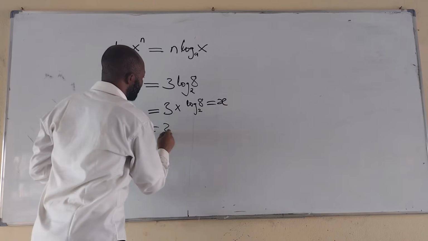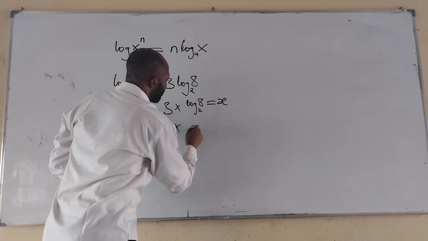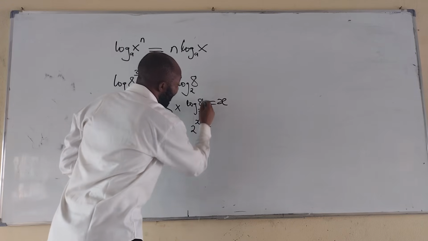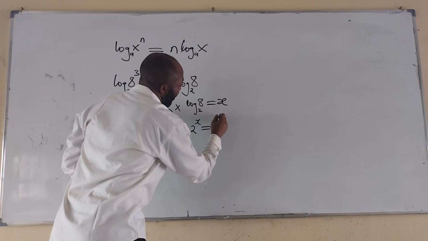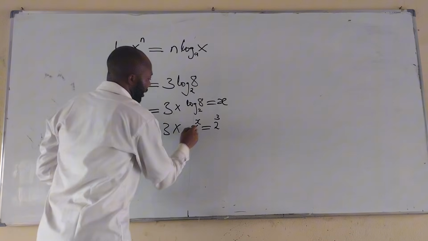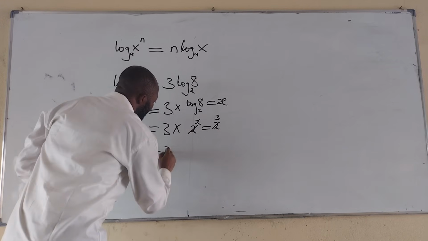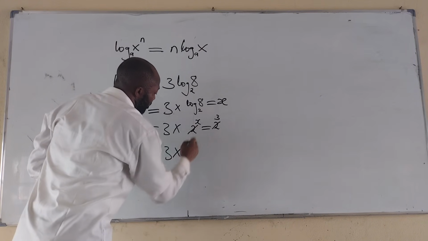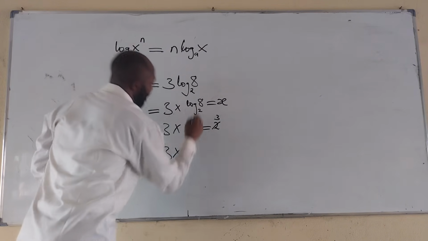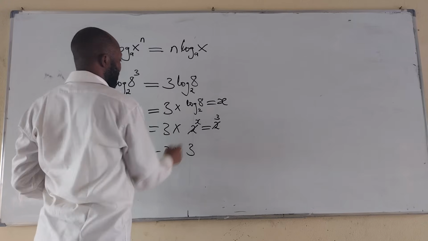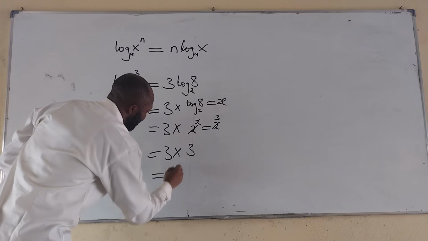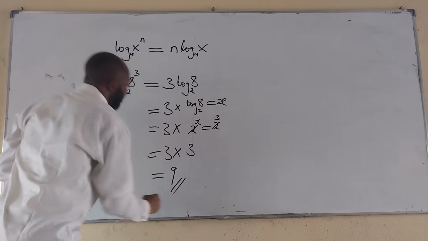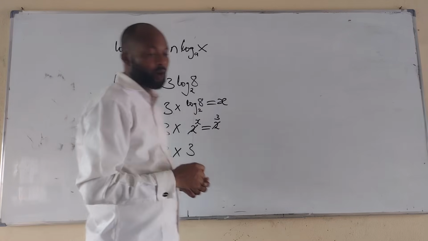This is equal to 3 times, here it becomes 2 raised to the power x is equal to 8. 8 is the same thing as 2 raised to the power 3. I cancel this. This is 3 times, my x is equal to 3. My x is equal to 3, so I have 3 in place of x. So this is equal to 3 times 3, which is 9. So that's the power law.